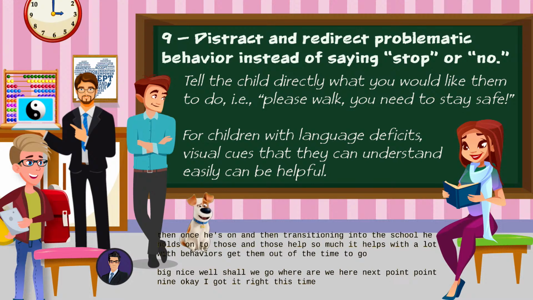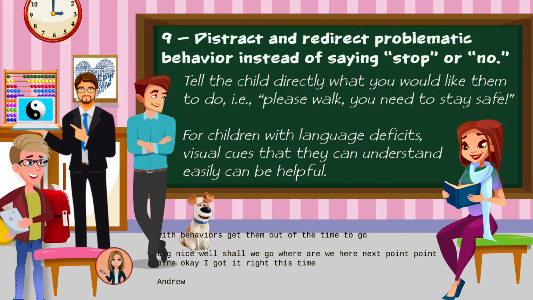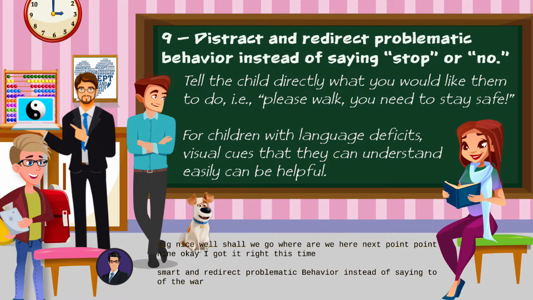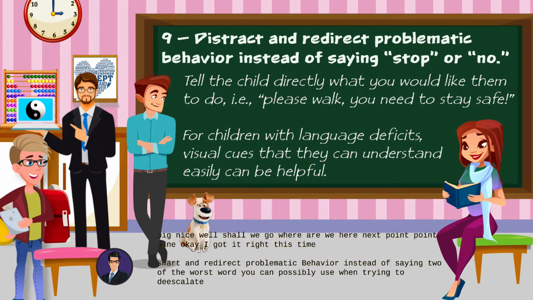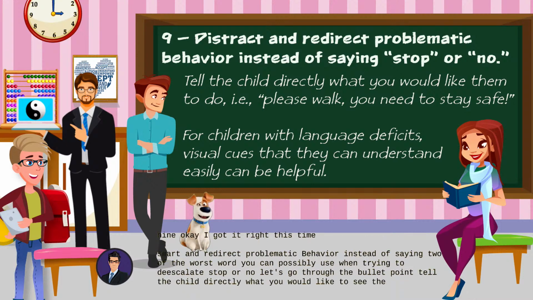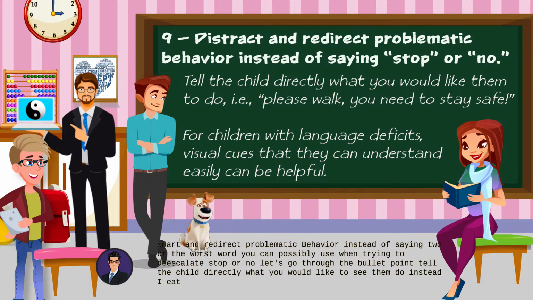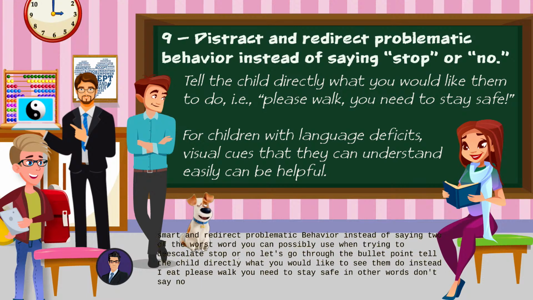Distract and redirect problematic behavior instead of saying two of the worst words you can possibly use when trying to de-escalate: stop or no. So let's go through the bullet points. Tell the child directly what you would like to see them do instead, i.e., please walk, you need to stay safe. In other words, don't say no running.